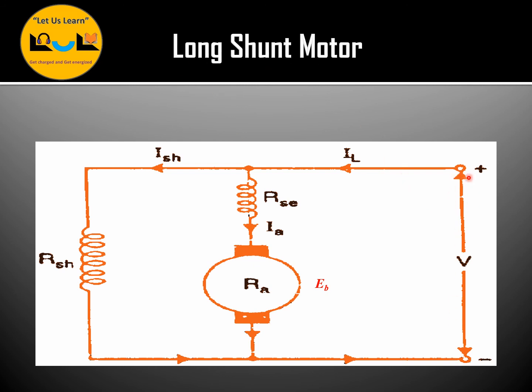As already discussed, this is the input current, that is the line current IL, and RSE is the resistance in the series field winding. IA is the current in the armature, RA is the resistance in the armature, ISH is the current in the shunt field winding, RSH is the resistance in the shunt field winding, and ISE is the current in the series field winding. So the shunt field winding is connected across the series field winding and the armature winding. So it is named a long shunt motor.